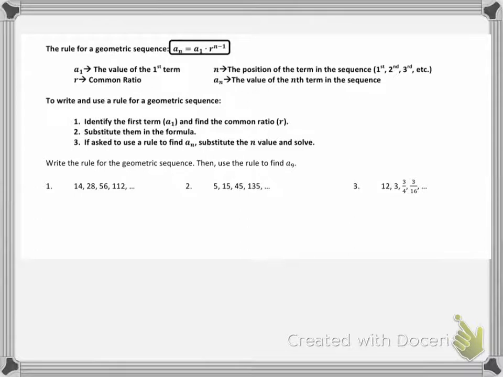So the first handful of examples here we're going to look at, here's the sequence. I tell you it's geometric. We're going to go ahead and just write the rule straight up and then go find a given term.